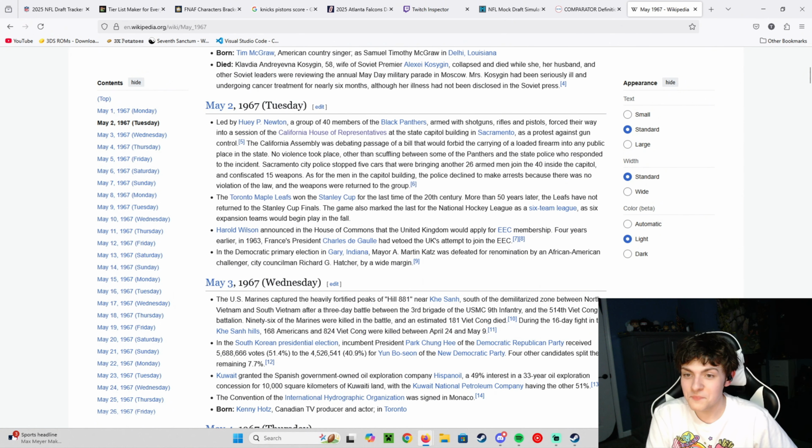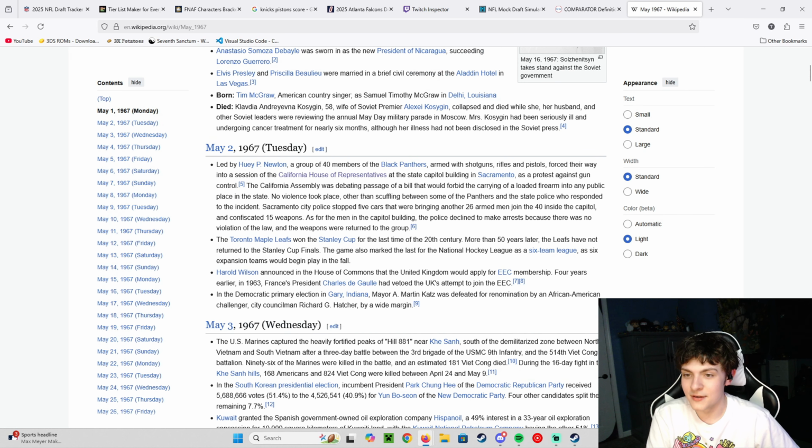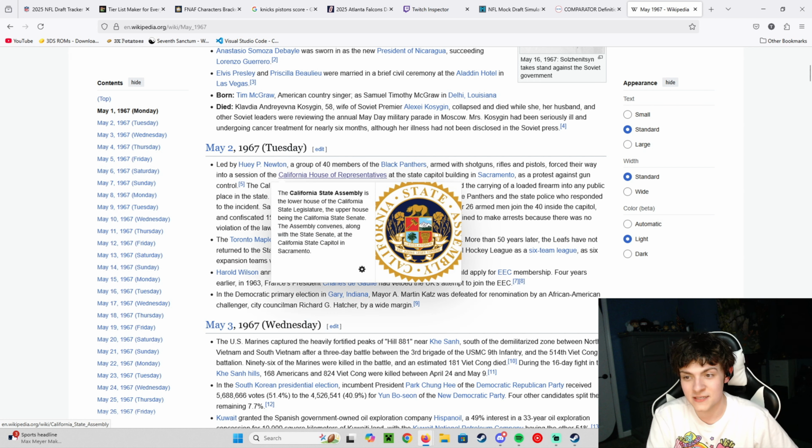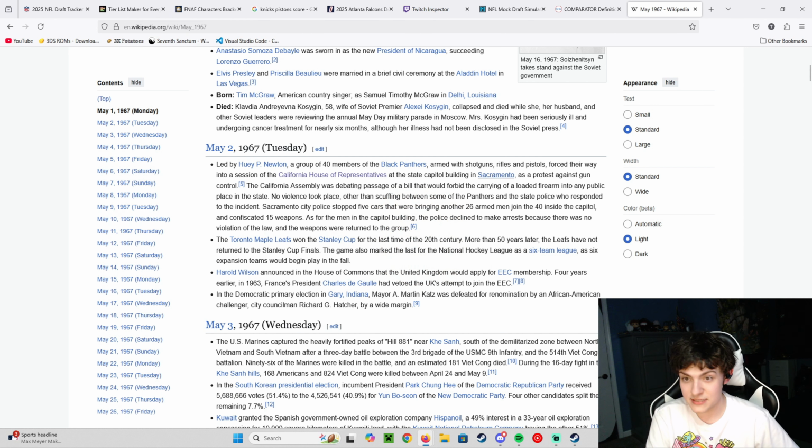Let's see. Led by Huey P. Newton, a group of 40 members of the Black Panthers armed with shotguns, rifles, and pistols forced their way into a session of the California House of Representatives at the state Capitol building in Sacramento as a protest against gun control. The California Assembly was debating passage of a bill that would forbid carrying a loaded firearm at any public place in the state. No violence took place other than scuffling between some of the Panthers and the state police who responded to the incident. Sacramento police stopped 5 cars that were bringing another 26 armed men to join the 40 inside the Capitol and confiscated 15 weapons. All in one month, that's crazy. As for the men in the Capitol building, the police declined to make arrests because there was no violation of the law, and the weapons were returned to the group.